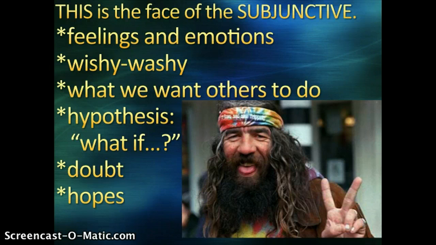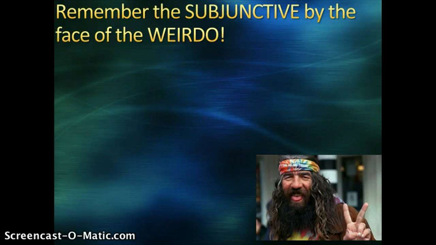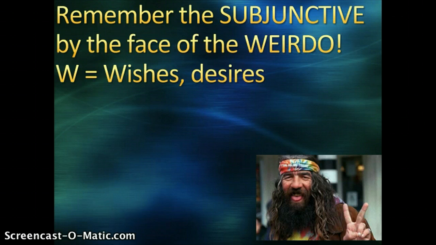And a really wonderful way to remember how we use the subjunctive is with a great mnemonic. It's called WEIRDO, okay? And we can remember the subjunctive by looking at the face of the weirdo. And here's the weirdo. What does WEIRDO mean? Well, the W in WEIRDO simply, if we think about it, is wishes or desires, okay? What we want someone else to do, okay? Yo quiero que tú hagas esto, okay?